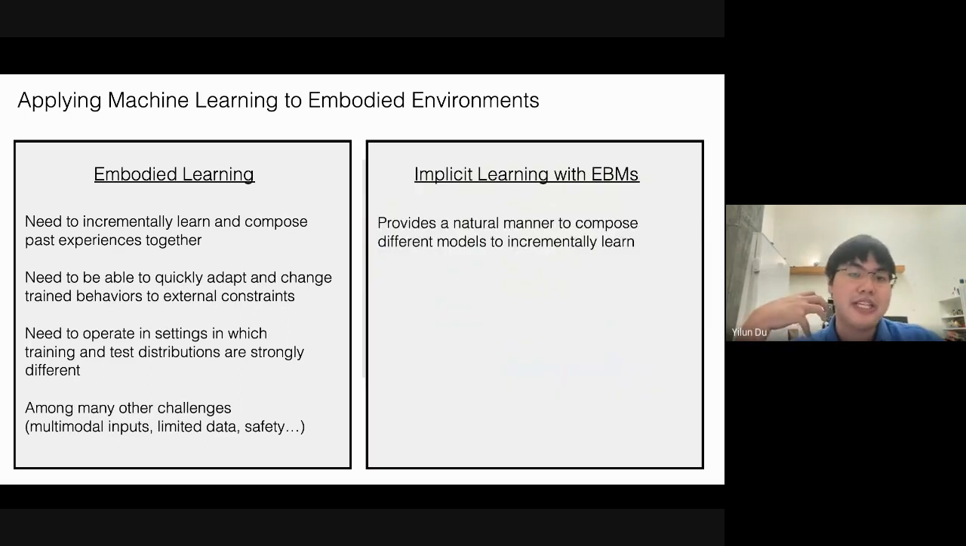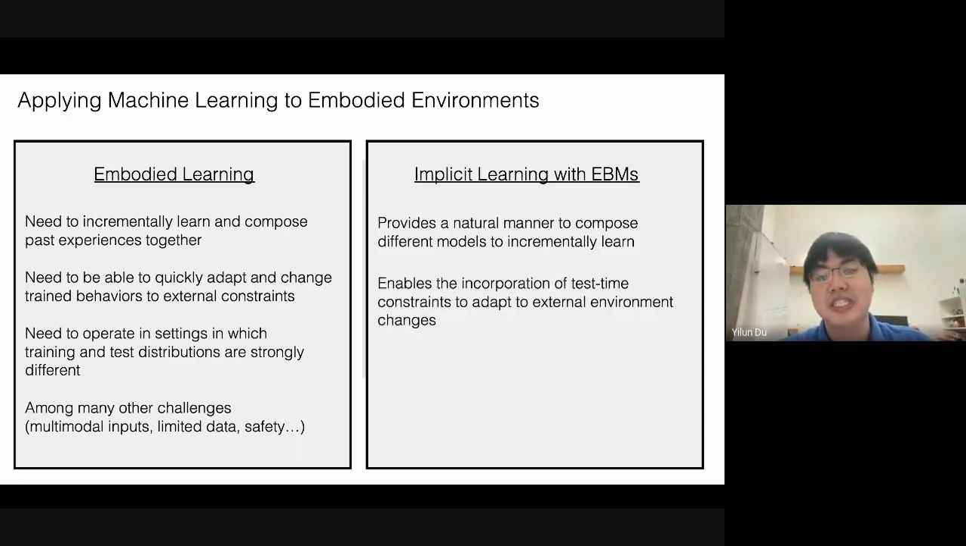So what I'll talk about is how using energy-based models as a way to implicitly learn data and capture the structure in data gives us some useful tools for the embodied learning setting. The first thing I'll talk about is how they provide a natural manner to compose different models together to incrementally learn from experiences. Then I'll talk about how they allow you to adapt to different behaviors or different obstacles that you've seen, such as a lamp or some object you haven't seen before, by just incorporating test time constraints into the model.